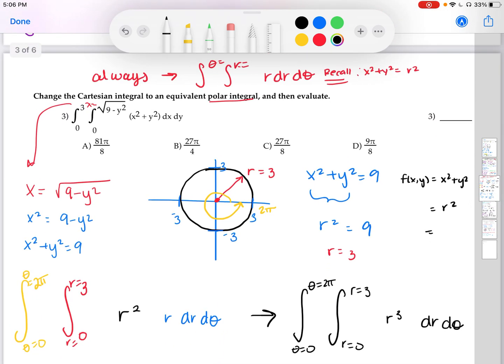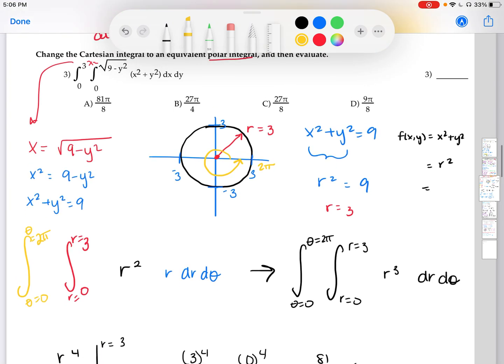All right, next question. Change the Cartesian integral to an equivalent polar integral, then evaluate. So when you want to work with polar integrals, remember it's always r dr d theta. You first need to integrate in terms of r and then theta, but you need to also include that constant variable of r. Another helpful trick when you're working with polar integrals is x squared plus y squared equals r squared. And other values, such as the value of x and y, are also helpful to know. But for this question, that's all we need.